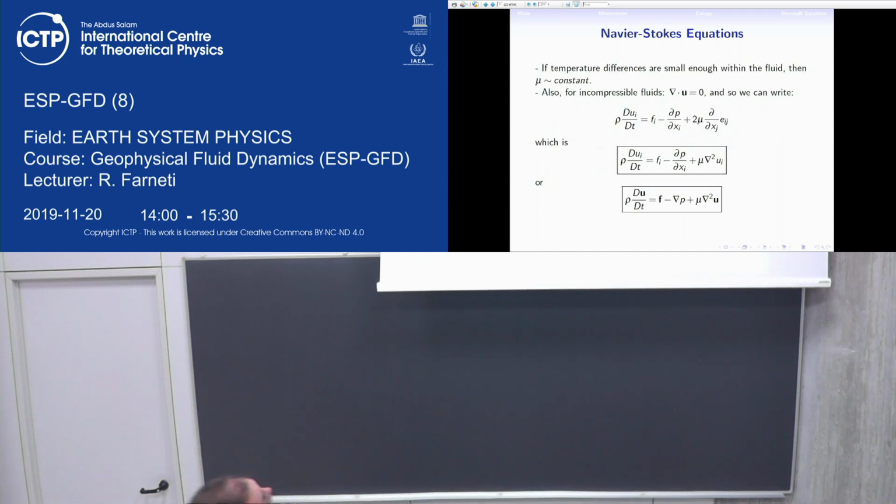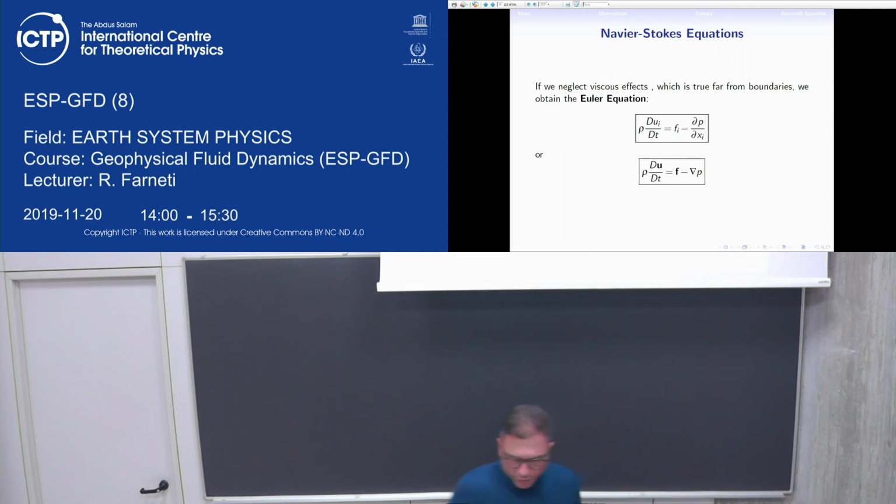So for an incompressible fluid, the divergence of the flow is equal to zero, and so that expression can be simplified to this one. Okay? So this is the Navier-Stokes equation for an incompressible fluid. The acceleration of the flow is equal to the forces on the right hand side. You have body forces, you have the pressure gradient, and you have viscous terms, which are the tangential forces. Okay?